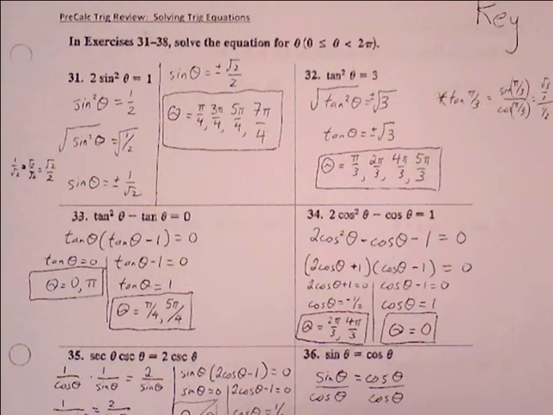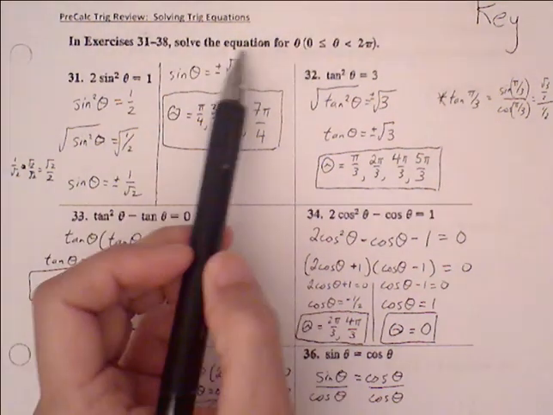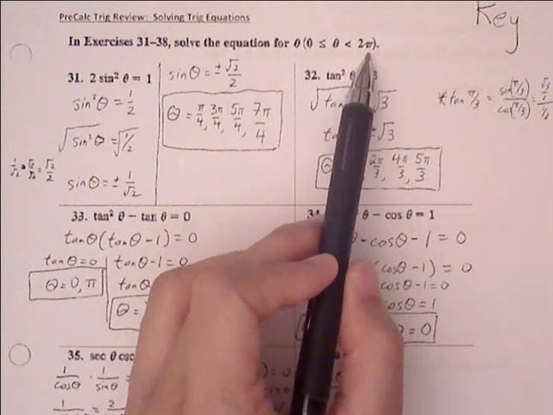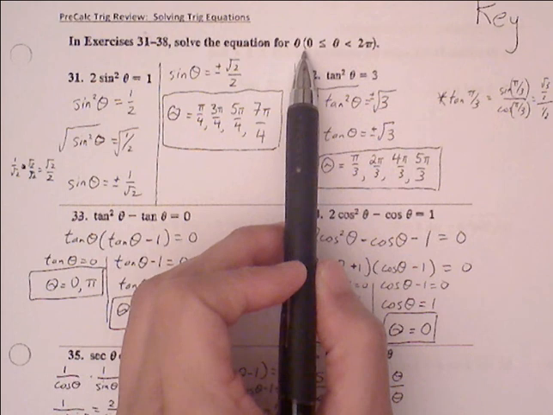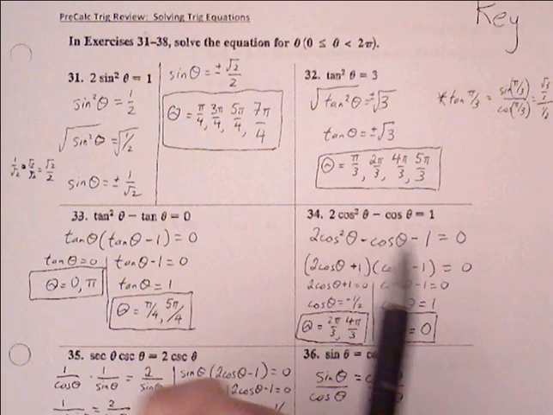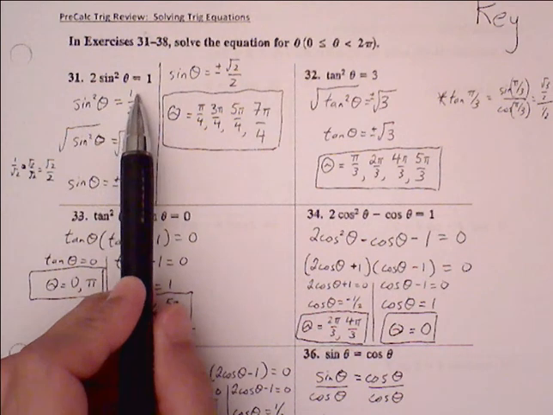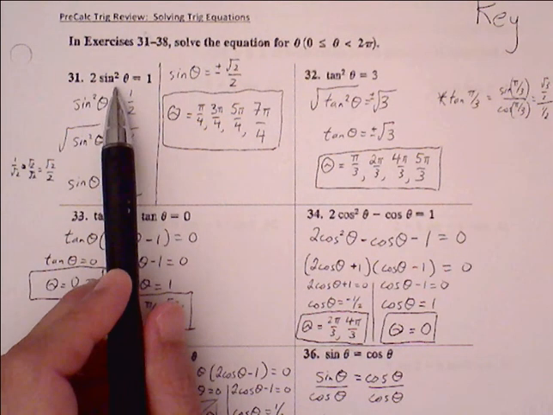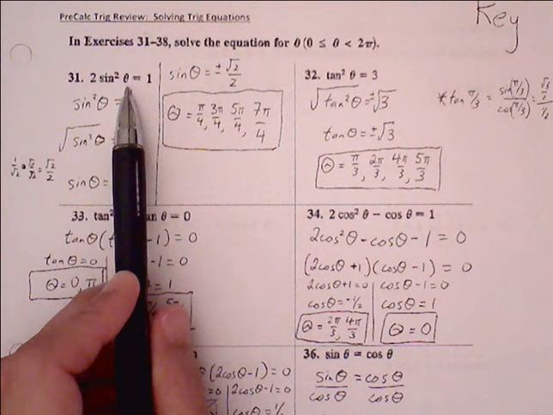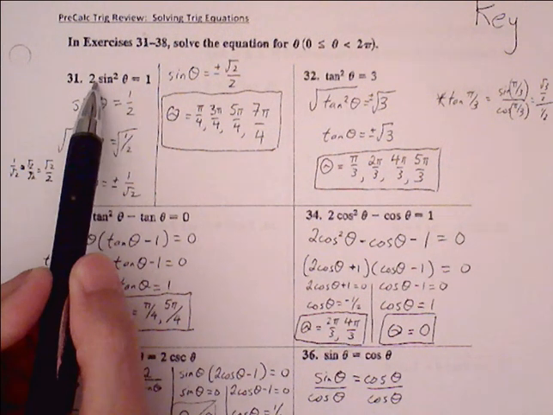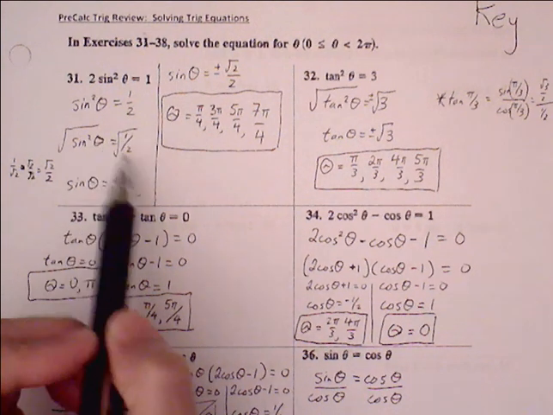We're going to go through this worksheet here, pre-calc trig review, solving trig equations. With these problems, we're solving equations for theta, with theta between 0 and 2 pi, 0 included, but less than 2 pi. So 31, 2 sine squared theta is equal to 1. We're trying to work towards getting theta by itself, but first we're going to try and get the sine squared theta by itself. So divide both sides by 2, we get sine squared theta equals 1/2.